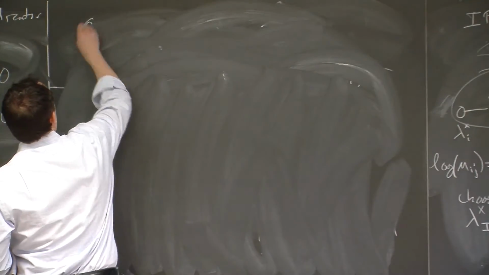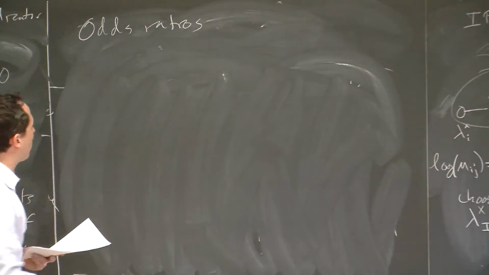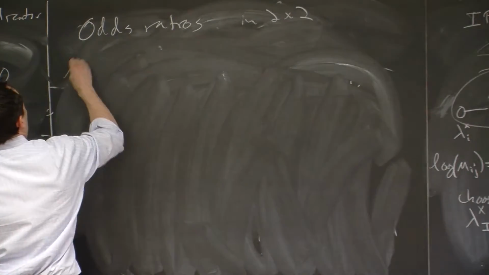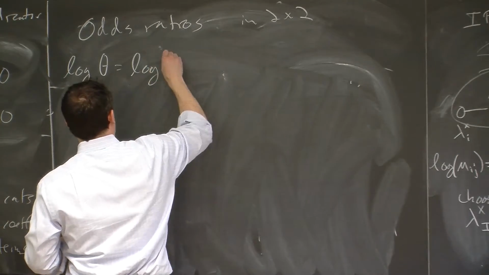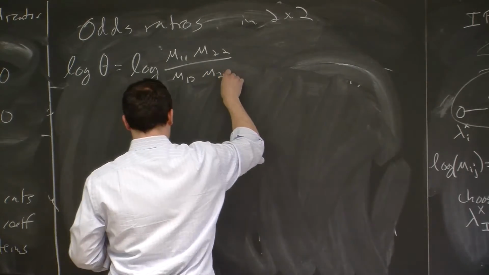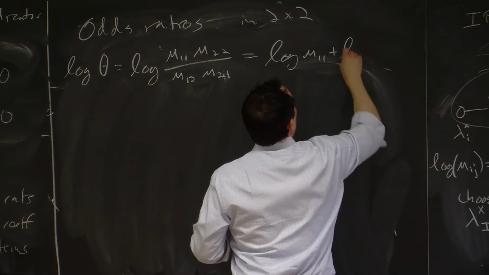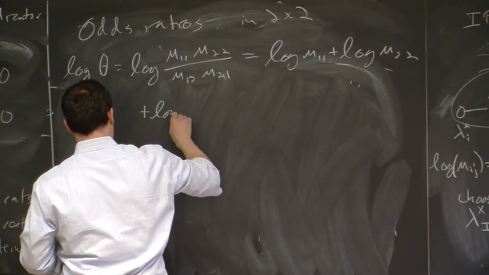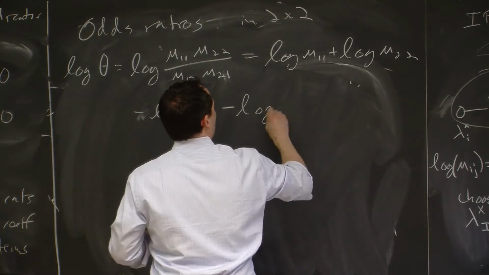Let's look at the odds ratios in this picture in a 2x2 table. Now log theta is log of mu11 mu22 over mu12 mu21, which is log mu11 plus log mu22 minus log mu12 minus log mu21.